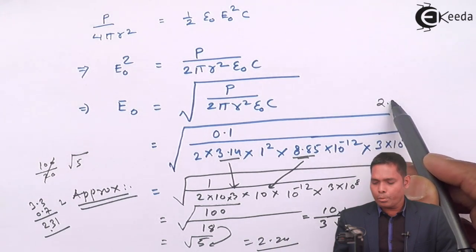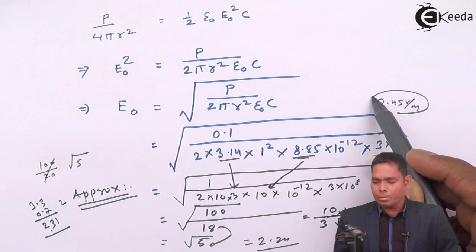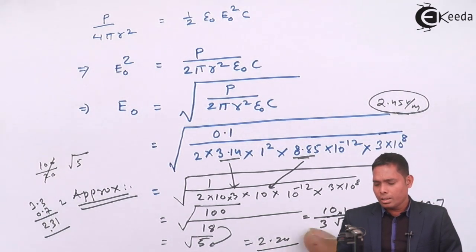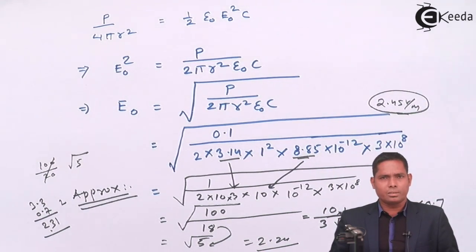The actual answer is 2.45 volt per meter, but you don't have to calculate the actual answer. You can go for approximation and still get the answer. You got my point? Thank you.